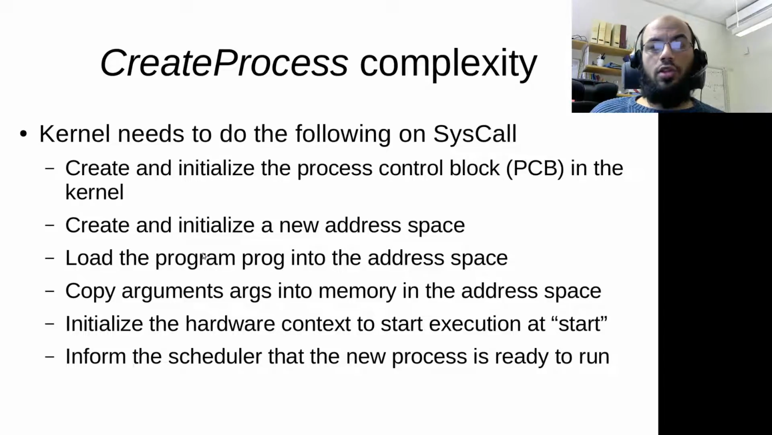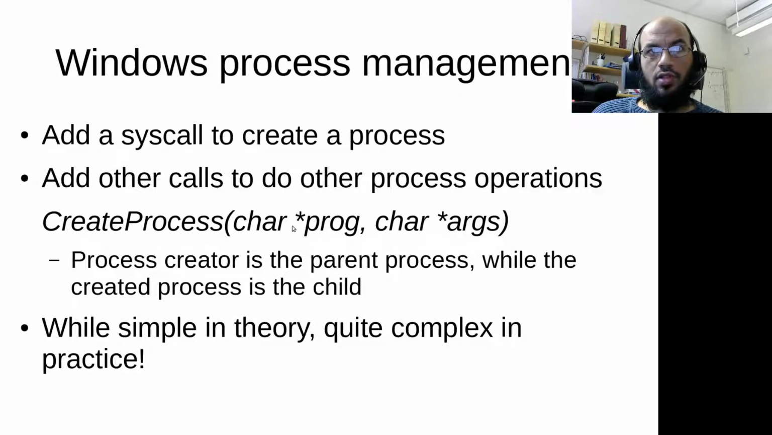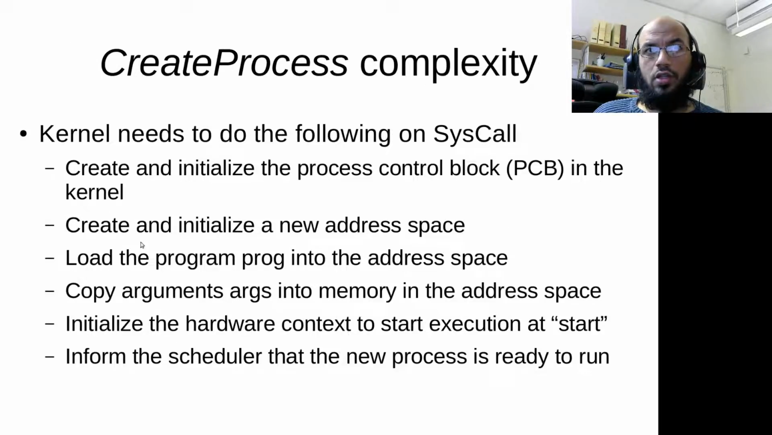You need to load the program into the address space, and the program prog here is the first argument that you gave to create process. You need to copy arguments args into the memory of the address space, because these arguments that you're passing to your child are probably things that the child will start operating on. And you need to initialize the hardware context to start execution at start. So you need to basically start scheduling that process, the child process, and you need to inform the scheduler that the new process is ready to run.